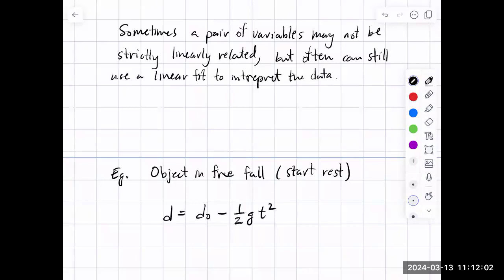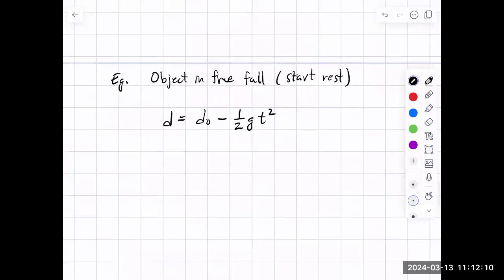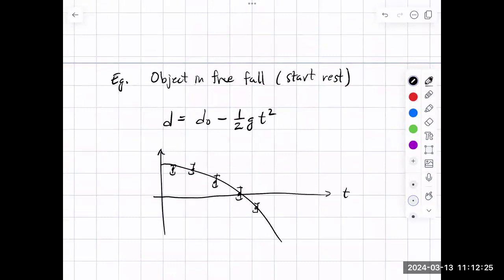Okay, and so d is not linearly related to the time. It's a quadratic thing, right? So if we were to actually plot this, it would look something like this. And so maybe we measure some data points and they sit something like this.